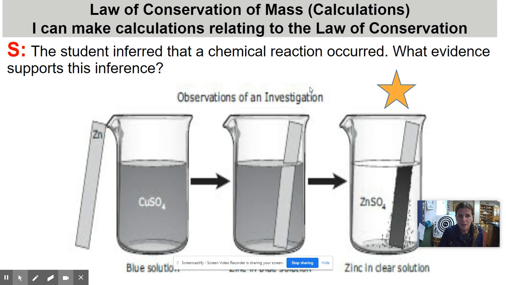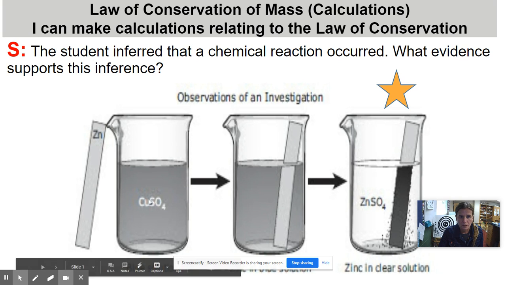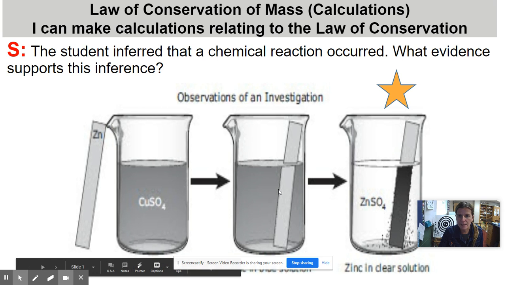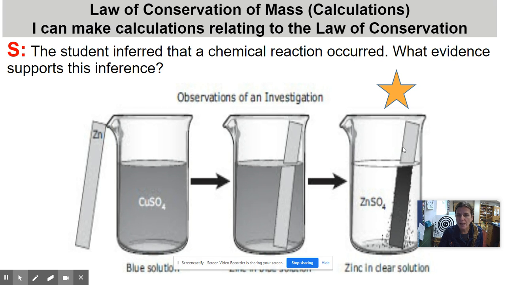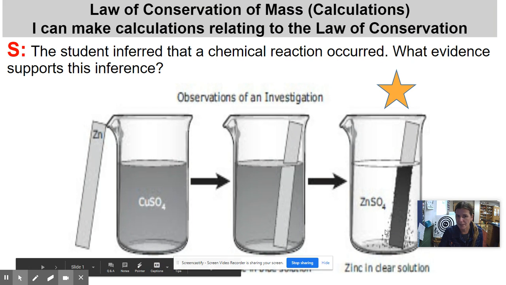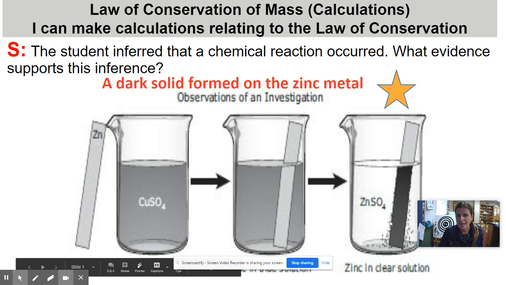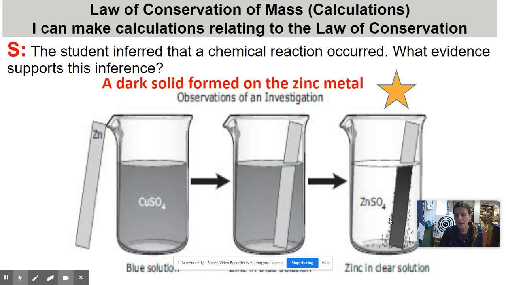So, observations of an investigation. Here you have zinc metal and your substance. Then in this beaker, the metal is added to the beaker. And then your result is this. Here you see a new substance forming and a dark solid formed on the zinc metal. This would be your evidence that a chemical reaction occurred. A chemical reaction occurred because a new substance formed, a dark solid formed on the metal.